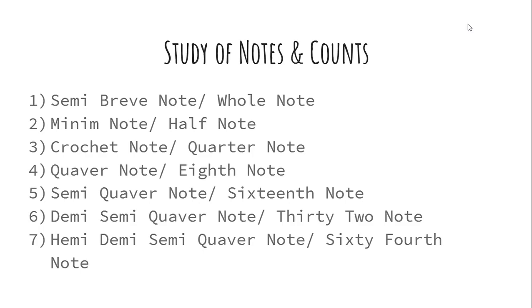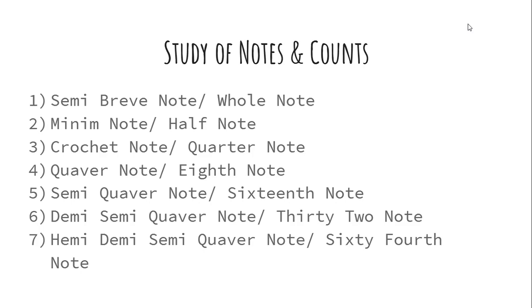As you can see, there are seven different types of notes. The first one is the semibreve, the second one is the minim, also known as the half note, and the third one is the crotchet, known as the quarter note. The fourth one is the quaver note, known as the eighth note, and the fifth one is the semiquaver note, also known as the 16th note. The sixth one is the demisemiquaver note, also known as the 32nd note, and the last one is the hemidemisemiquaver note, also known as the 64th note.